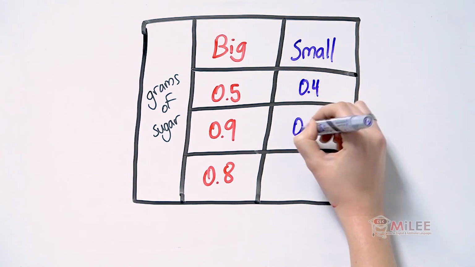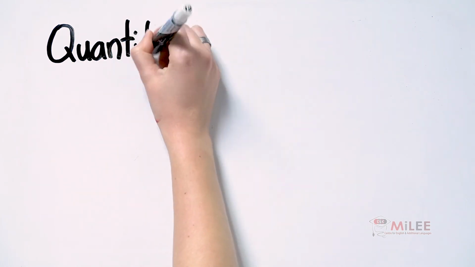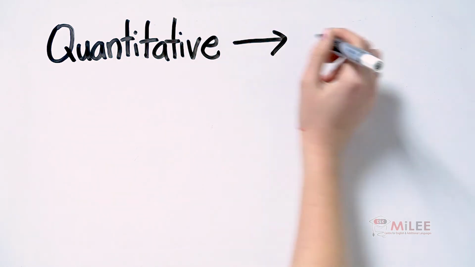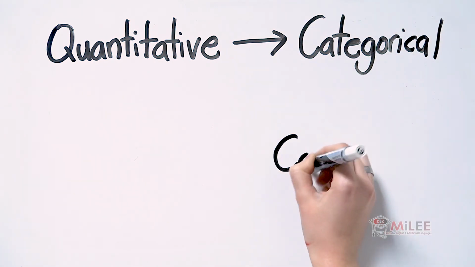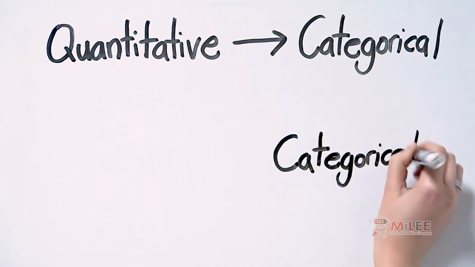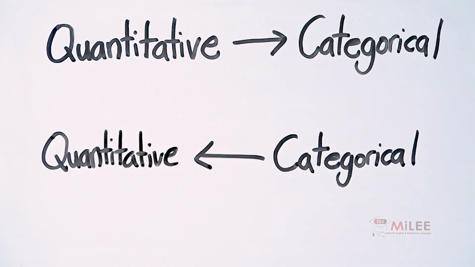Notice that it's possible to convert quantitative data into categories, but you can't go the other way. If you originally wrote down big or small in your notes, there wouldn't be a way to assign numbers to it later. So it's always better to collect quantitative data when possible.